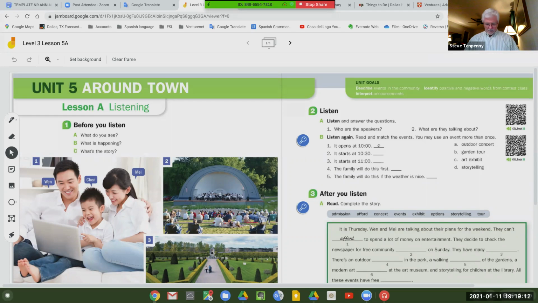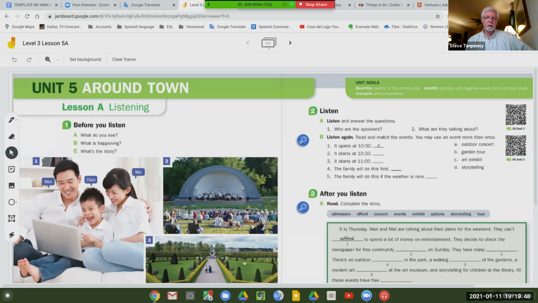Okay, Unit 5 will introduce some other new grammar and things that you'll have in lessons B and C. This lesson is to prepare us with some new vocabulary words and to introduce the idea of things that you can do in your city. It says around town.